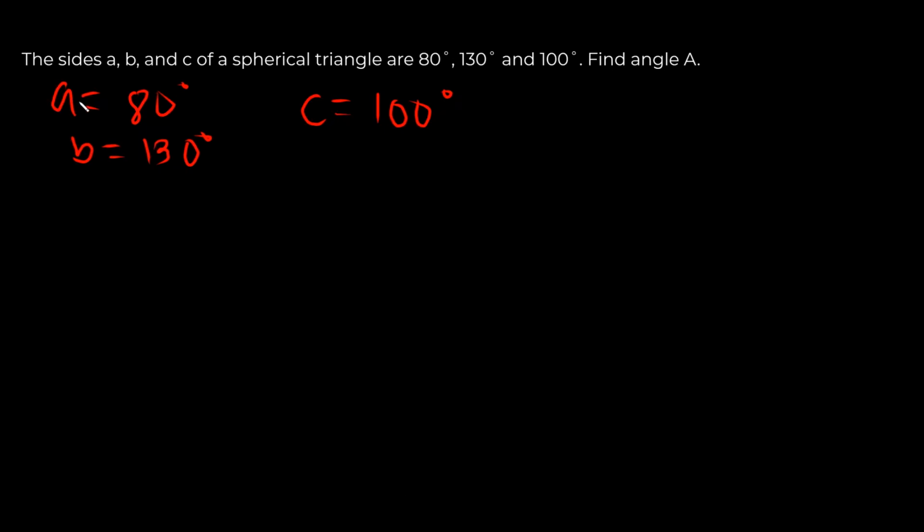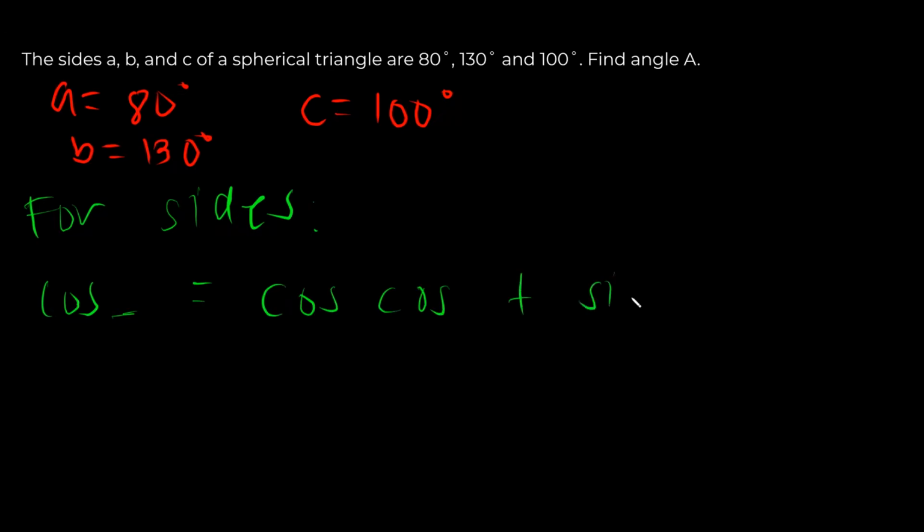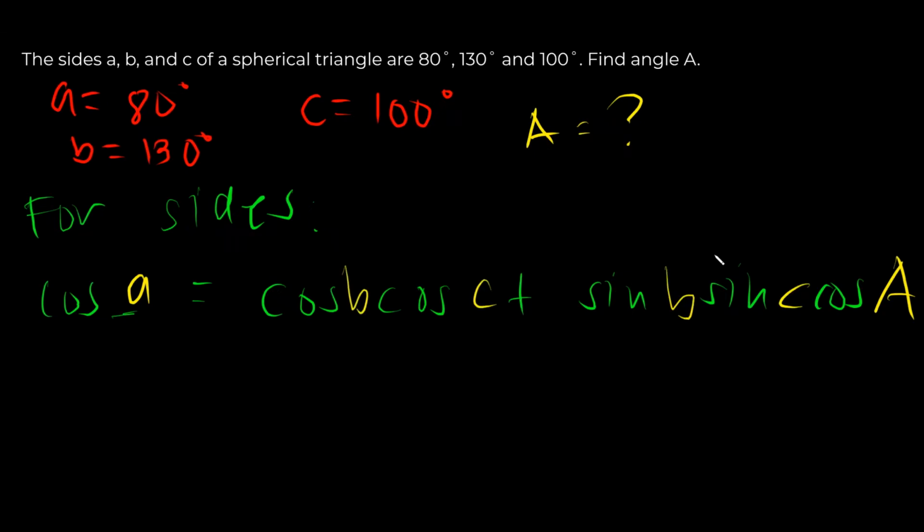Take note, since the majority of the given are sides, that is a clue that you should use the cosine law for sides. So write: cos something is equal to cos plus sin cos. What we need to find is angle A. Since side A is given and we are looking for its opposite angle A, that is the clue that we use the law of cosines for sides, with B and C on the other side.